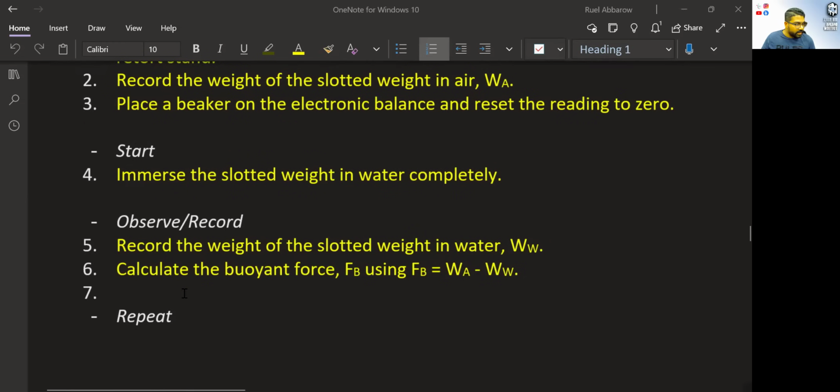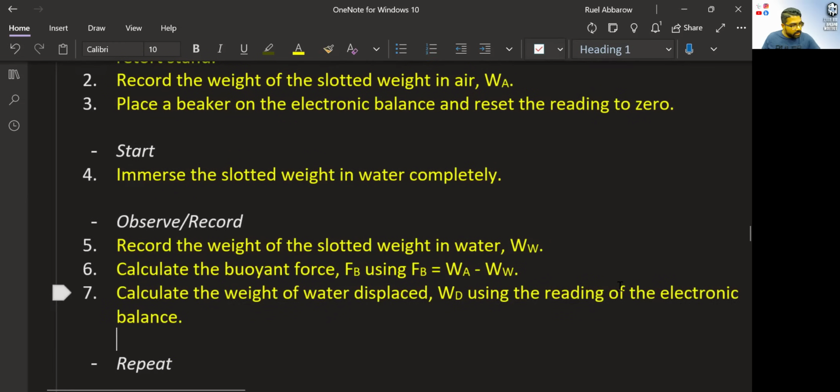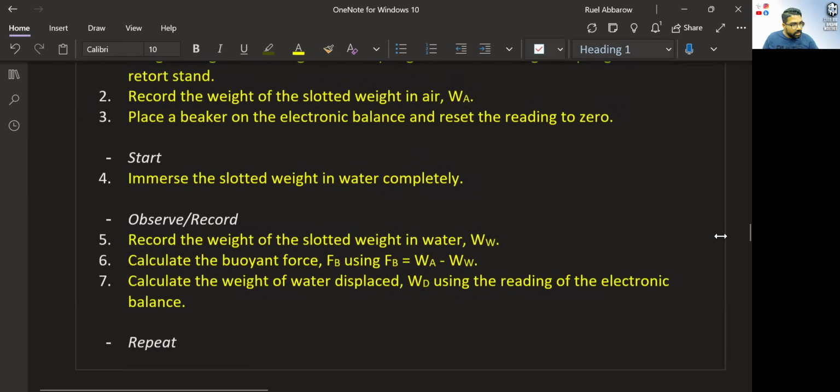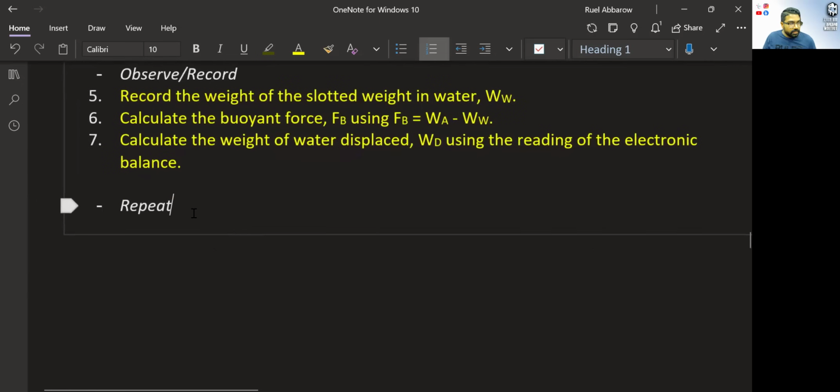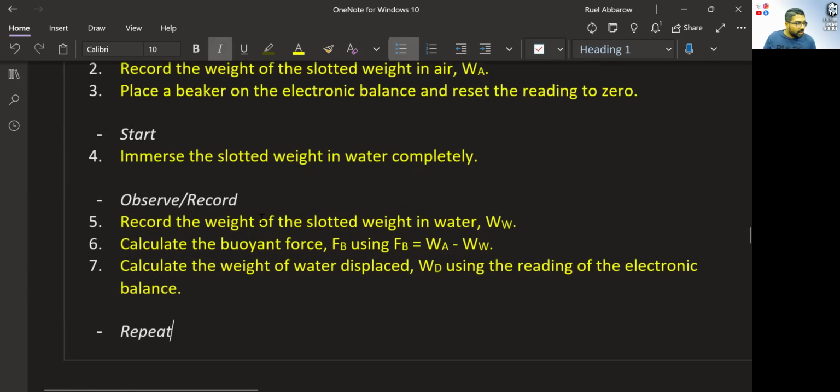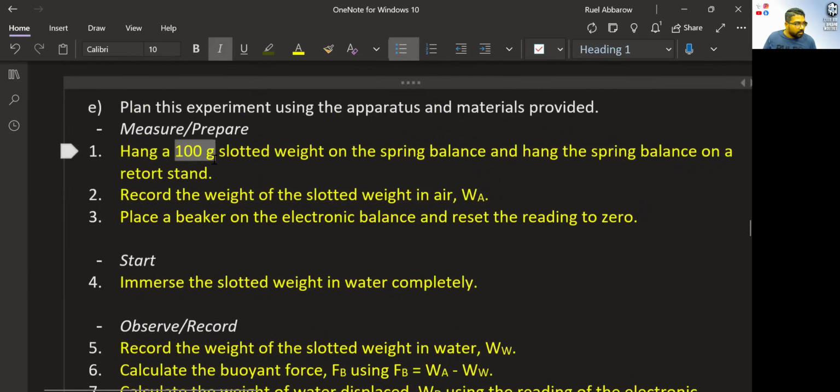This needs to be calculated as well from the reading of the electronic balance. So again, don't assume that it is 10. If the question asks you to use 10, then use 10. But strictly in your paper 2 and paper 1, when nothing is mentioned, you should be using 9.81. Right? Multiply with 9.81. But if the question says use 10, then you use 10. Right? Okay, after that, we repeat. So this is only using 100 grams.